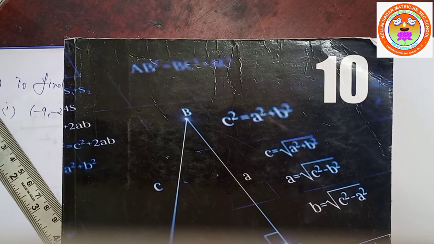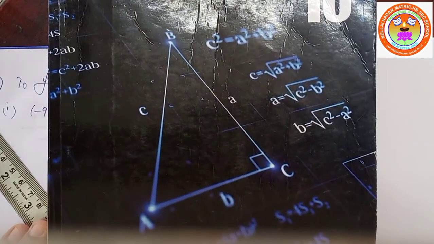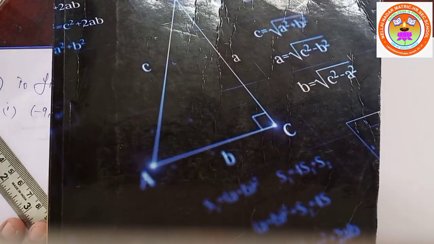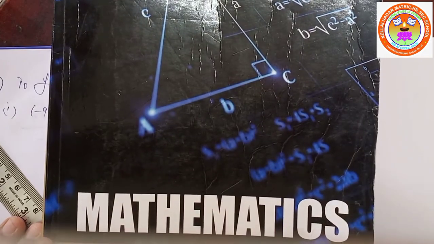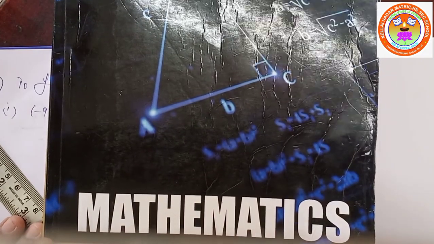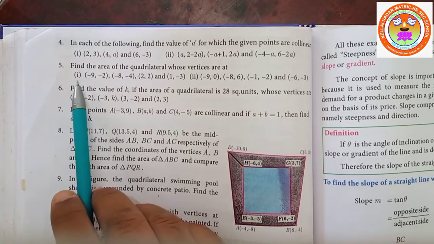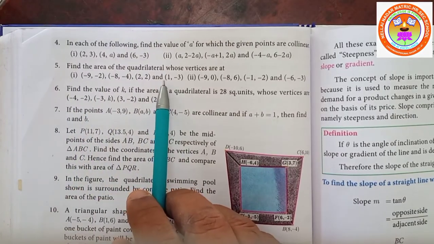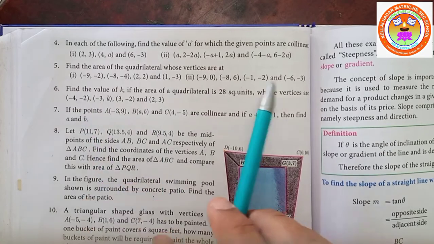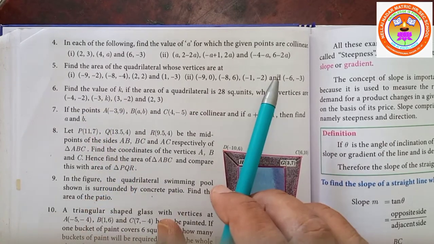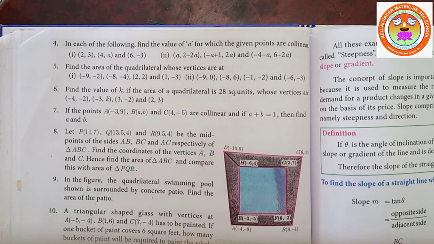Hi students, this is Kumar. 10th standard mathematics, chapter number 5, continuation of exercise 5.1. Question number 5, find the area of the quadrilateral whose vertices are given. Two subdivisions are there, we can do one by one. Now subdivision number 1.